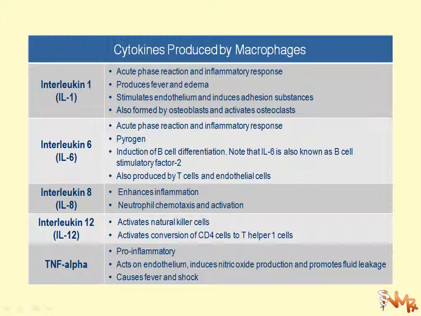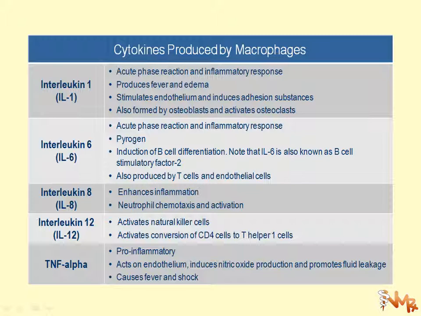What is the function of interleukin 1? This interleukin is an acute phase protein and produces inflammatory response. It causes fever and edema. It stimulates endothelium and induces adhesion substances. Also, I want you to know that interleukin-1 is formed by osteoblasts, and it can also activate osteoclasts.